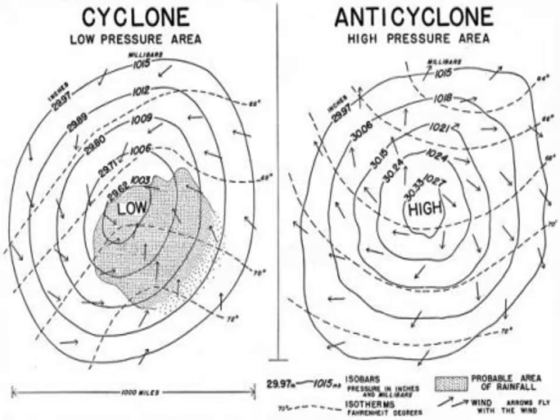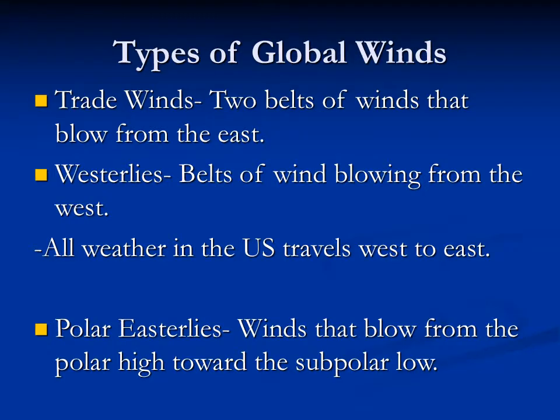And if you look at the right-hand side, that's an anticyclone. That's a high pressure area. And all the arrows are moving to the right. So they're moving in a clockwise direction. So in the northern hemisphere, you have anticyclones, and in the southern hemisphere, you have the cyclones, according to the Coriolis effect.